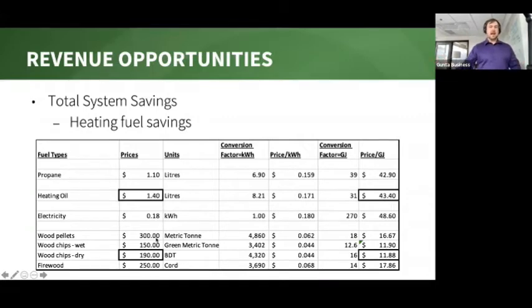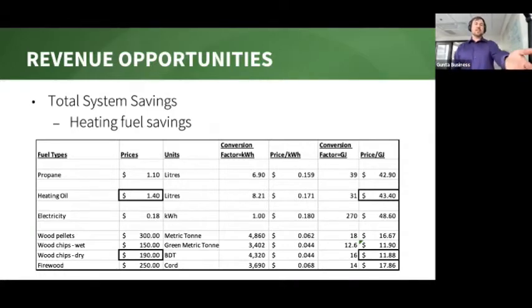We're getting metric ton wood pellet deliveries for $300. We're able to order $200 or $190 per bone dry ton of wood chips locally, and you can get a $250 cord of firewood. But what does that all mean? Those numbers don't exactly tell you intuitively what's the best deal. And so you have to go through this process of moving through the conversion factor.